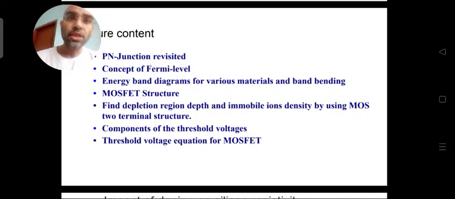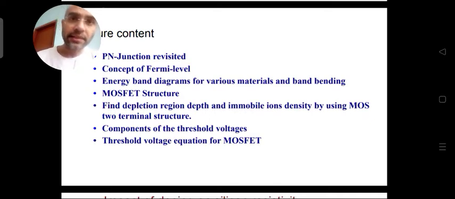So first we have to see the MOSFET structure, and then from this MOSFET structure we will see how much depletion region is formed in the gate region, and what is the amount of the immobile ions present there, because all of this is required to calculate the threshold voltage.